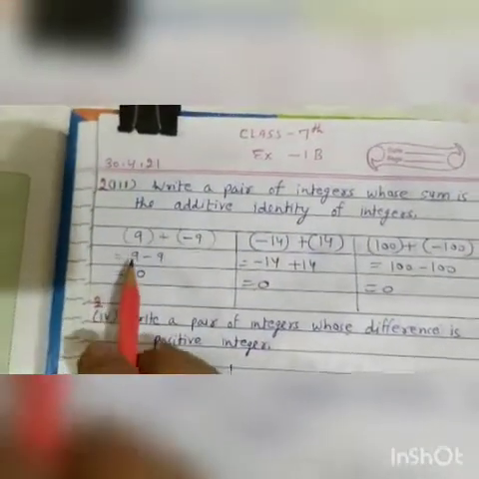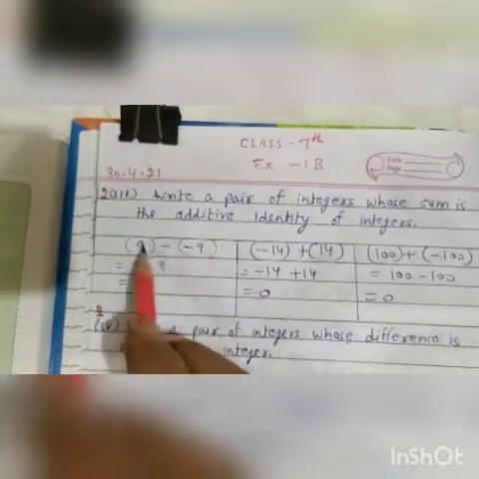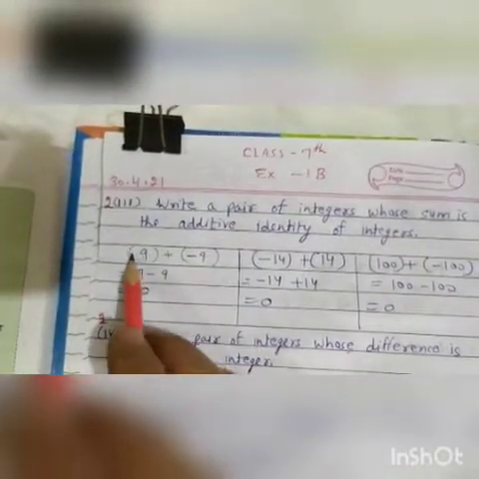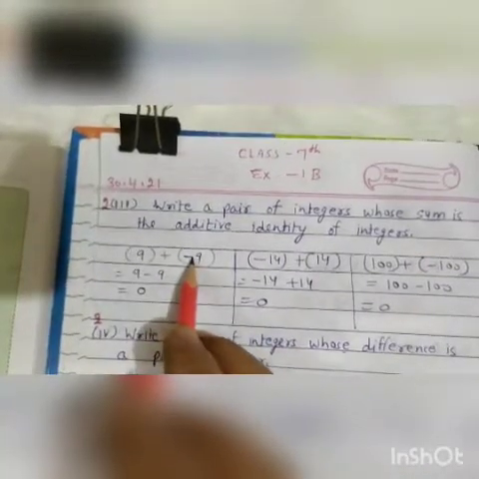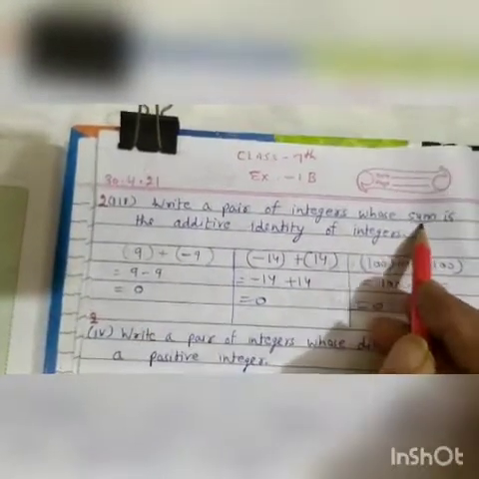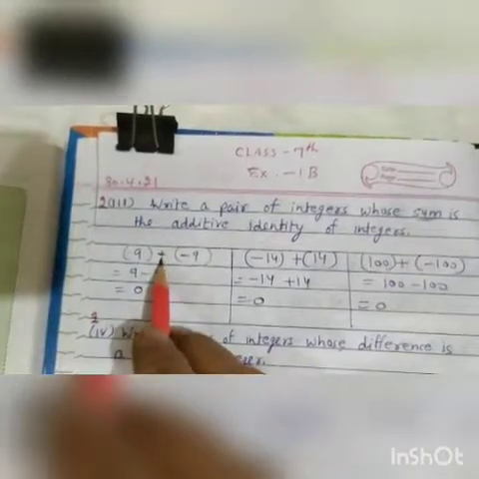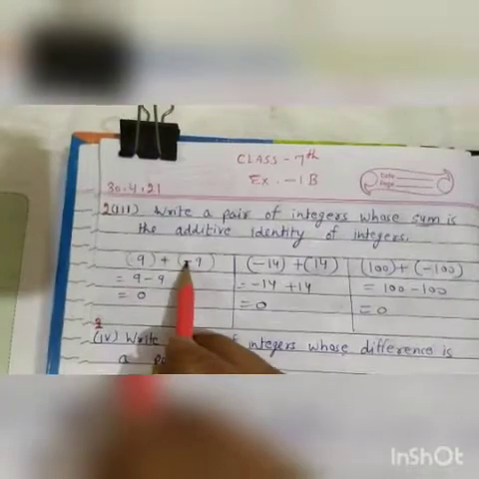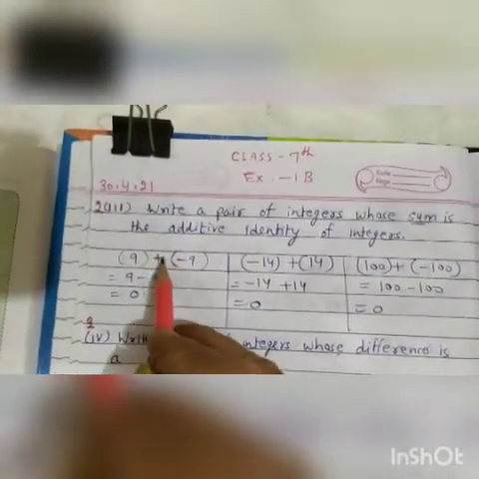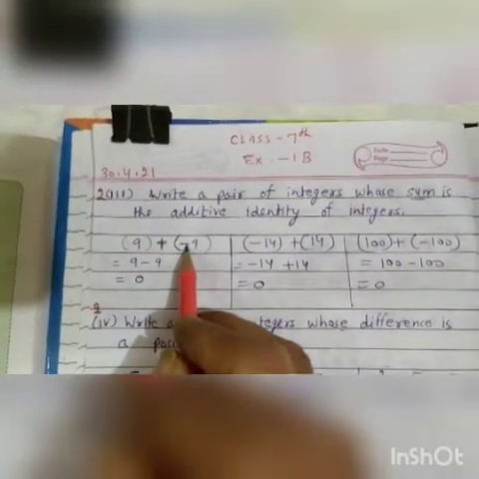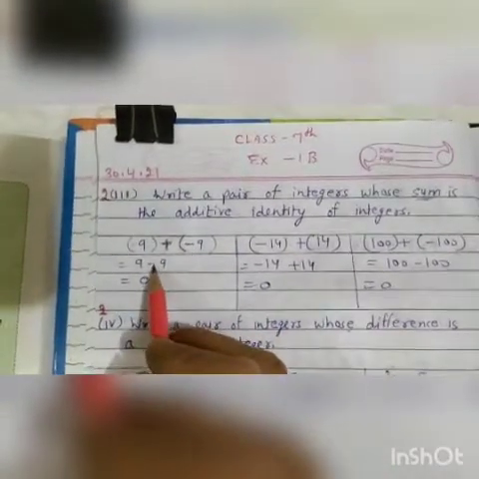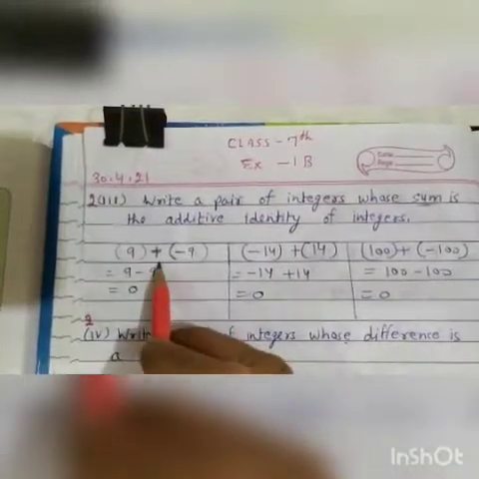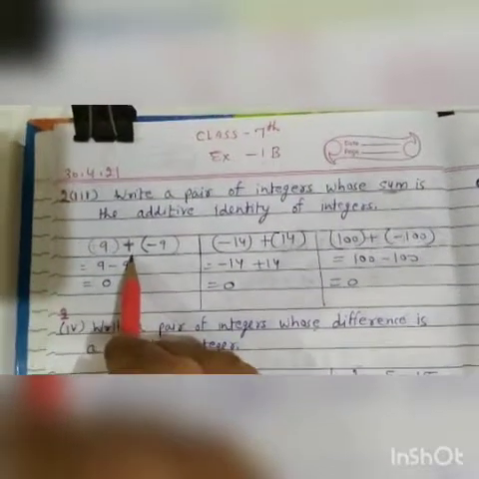So here in your books the answer is given, +9. Two integers are taken as +9 and -9 and we have to find their sum. So we will put a plus sign here. Then it is +9, and it will be -9, because outside this bracket there is a plus sign. We will not change this sign, we will write it as -9. So 9 minus 9 is equal to 0. It is given in your book answer sheet.